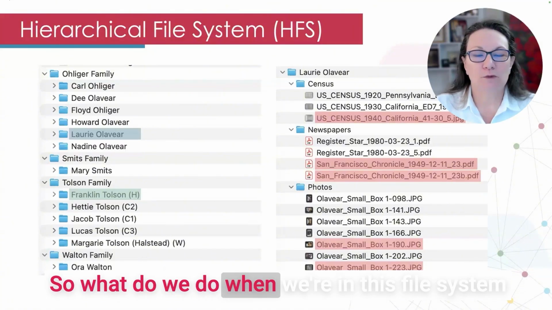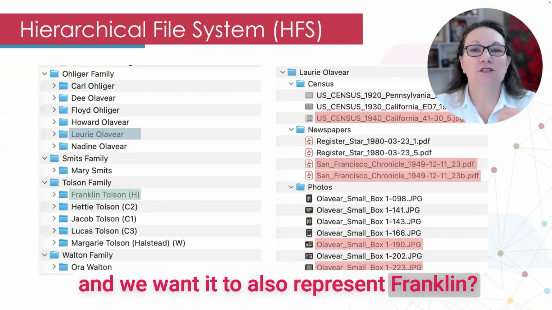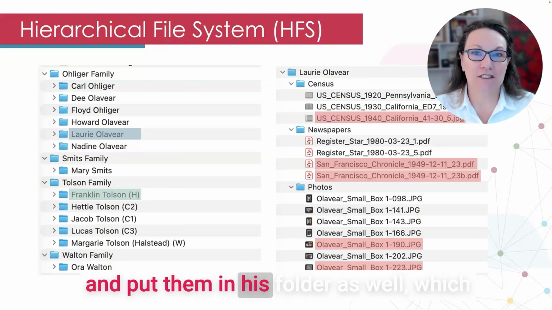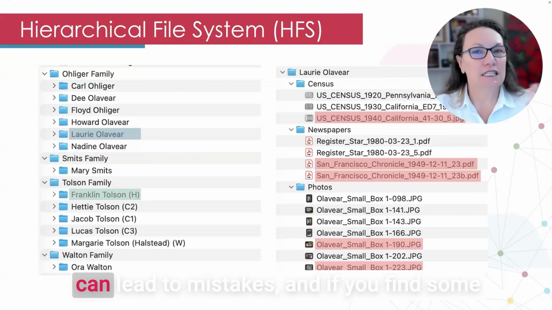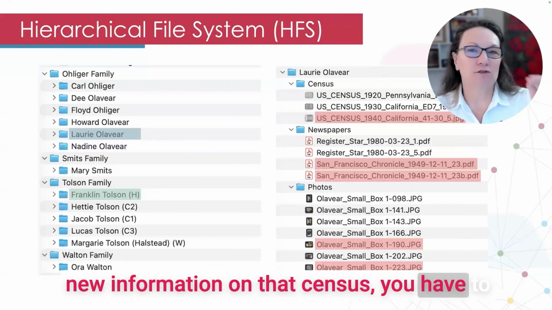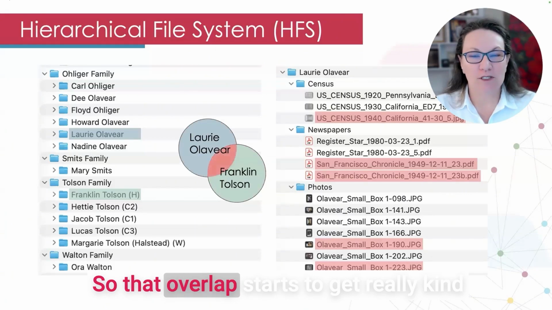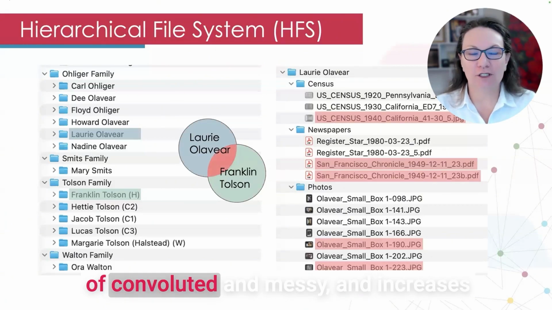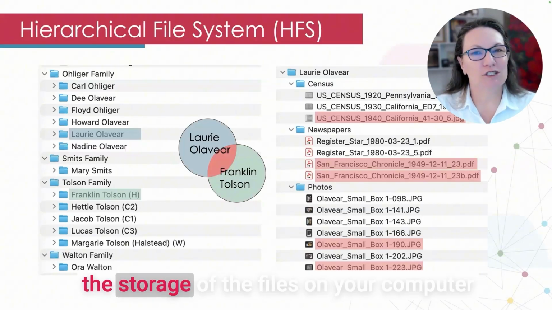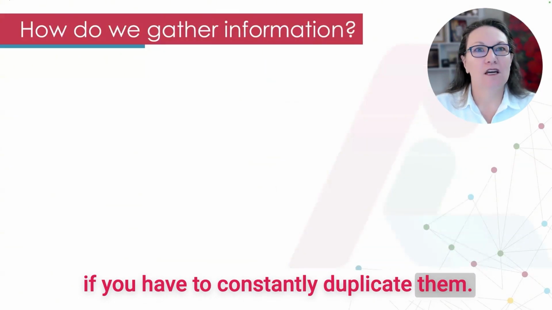So what do we do when we're in this file system and we want it to also represent Franklin? Traditionally, we have to duplicate those files and put them in his folder as well, which can lead to mistakes. And if you find some new information on that census, you have to remember each of the places that you put it. So that overlap starts to get really kind of convoluted and messy and increases the storage of the files on your computer if you have to constantly duplicate them.